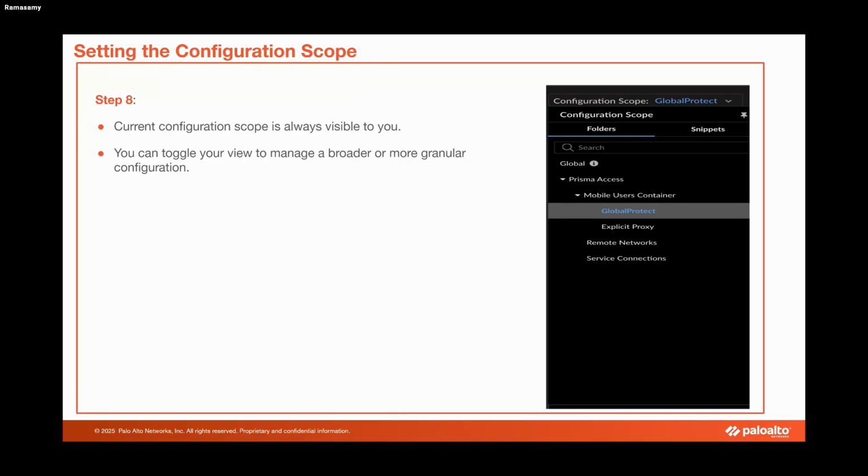With Strata Cloud Manager, you can apply configuration settings and enforce policy globally across your entire environment, or target settings and policies to a certain part of your organization. When working, you can do this by switching the current configuration scope. You can toggle this between global, Prisma Access, GlobalProtect, explicit proxy, remote networks, and service connection, depending upon the one you have.